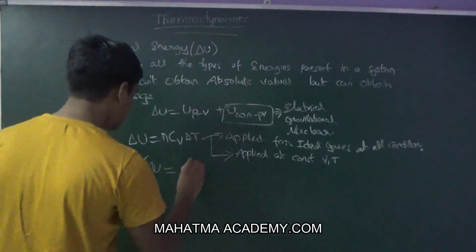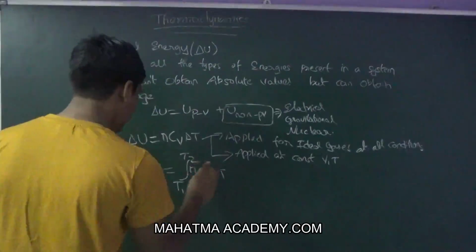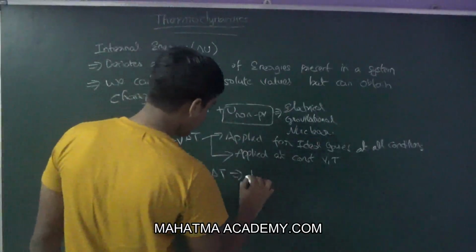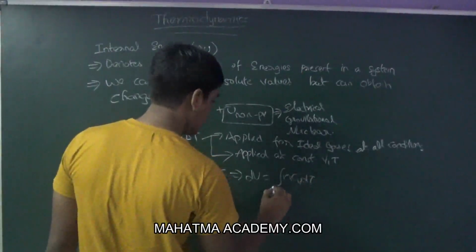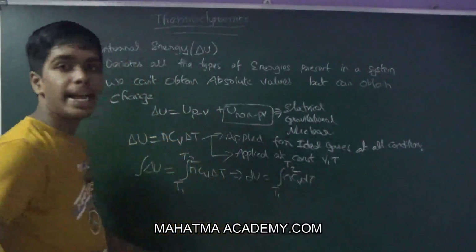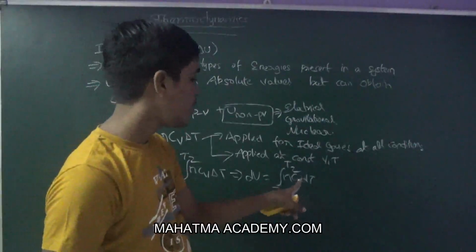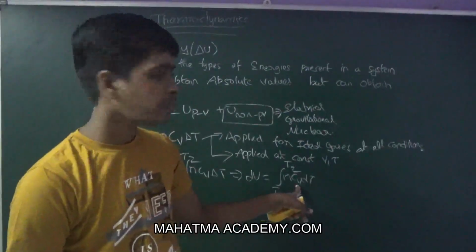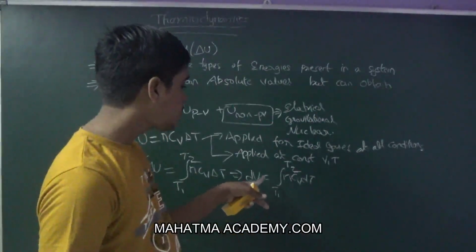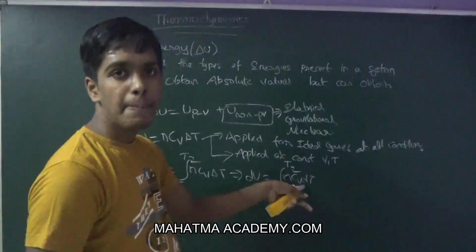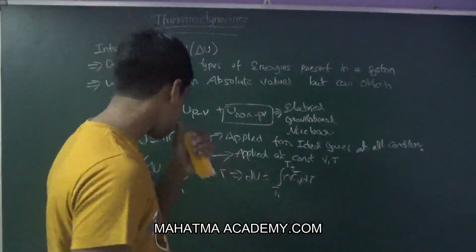Now, if Cv is independent of temperature, we are going to integrate this. Delta U is equal to the integral of n Cv dT from T1 to T2. If Cv is independent of the temperature, we can directly use this term. If Cv is dependent on the temperature, we substitute the values and integrate this term.